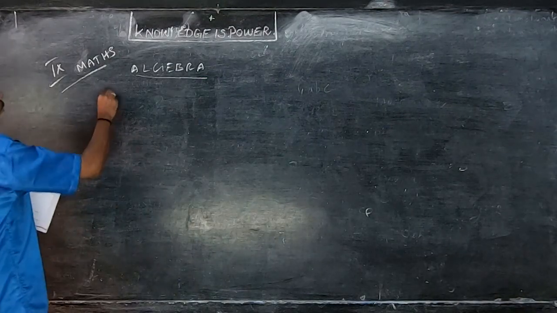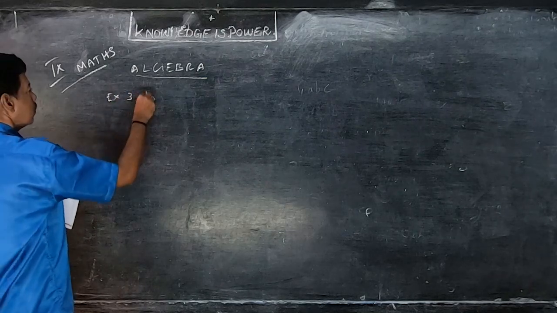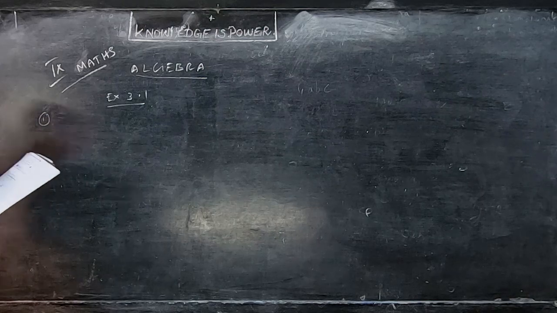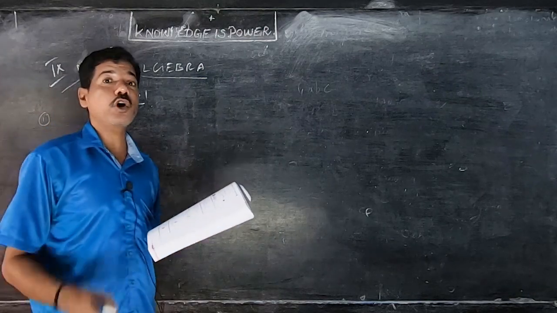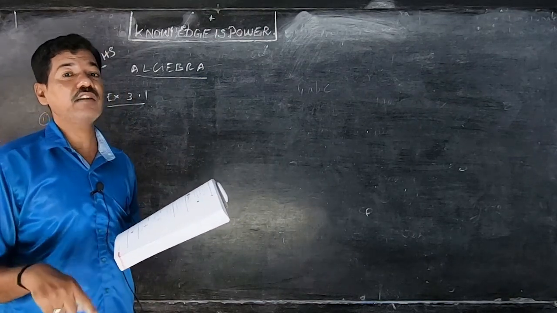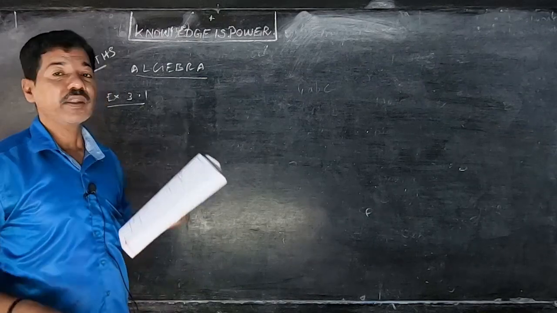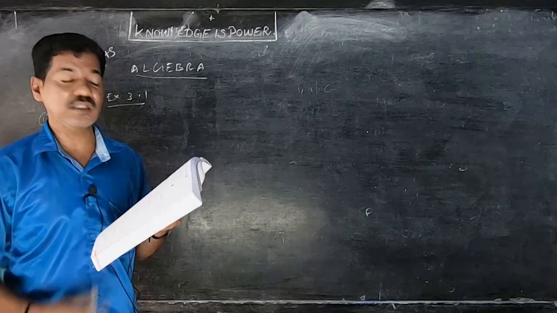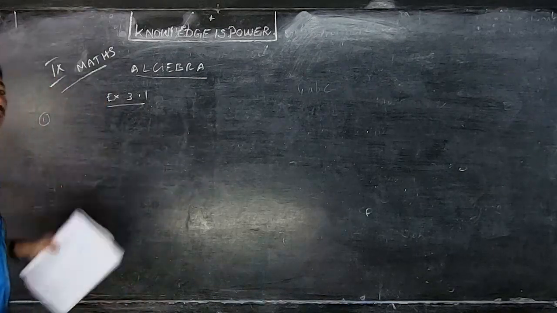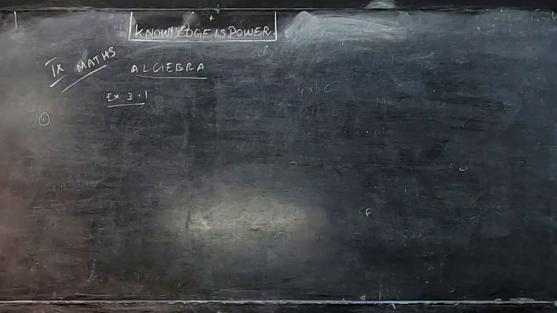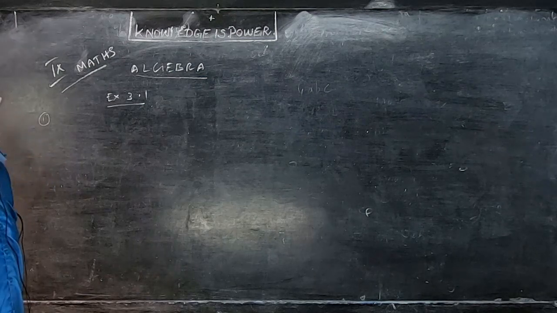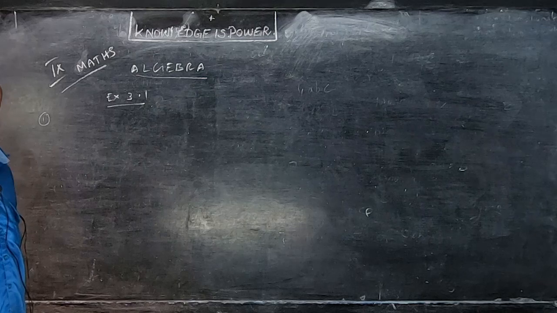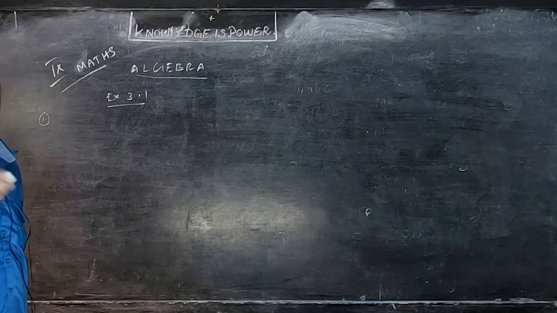So exercise 3.1. See the first Roman letter. So what is the heading? Which of the following expressions are polynomial? If not, give the reason. They are telling that if not, give reason. So what is the meaning of that? Okay, if they have that power as whole numbers, then it is a polynomial.